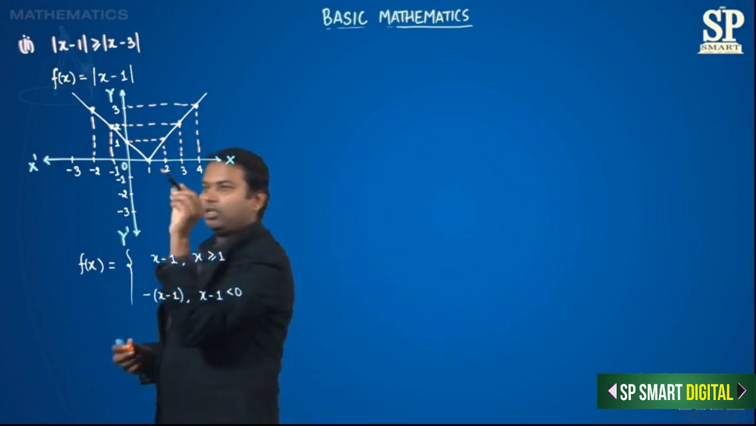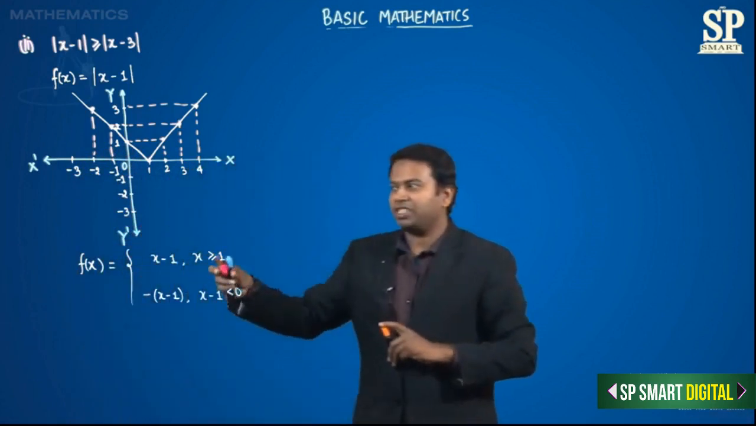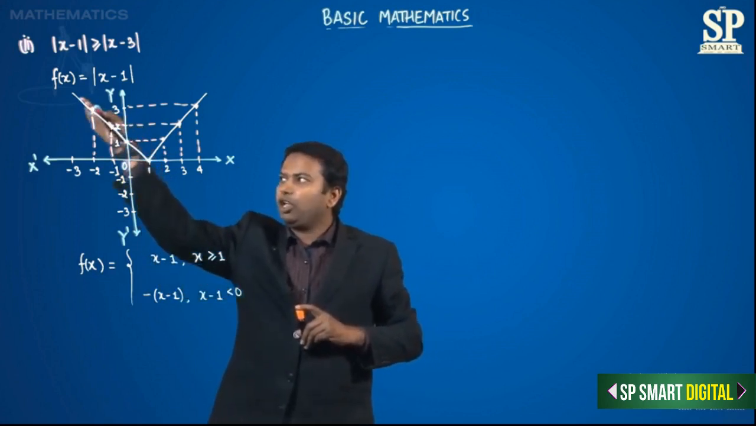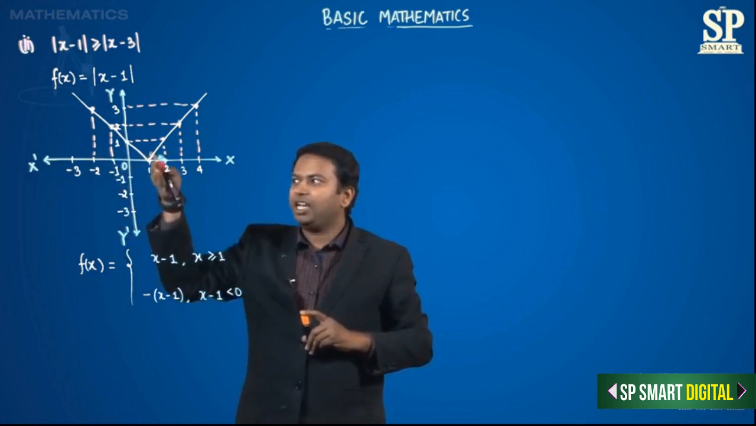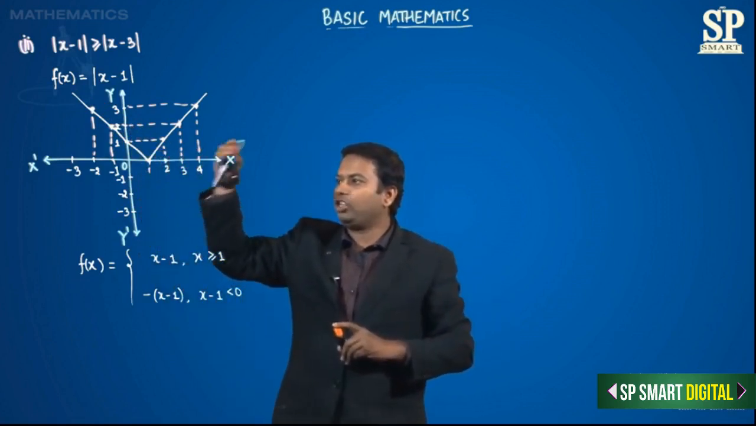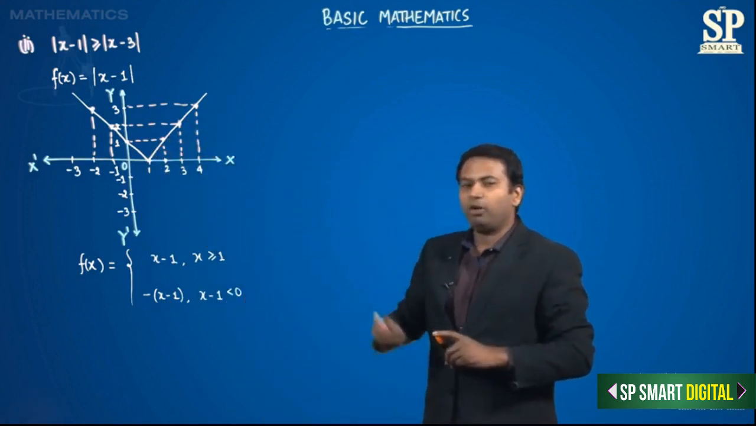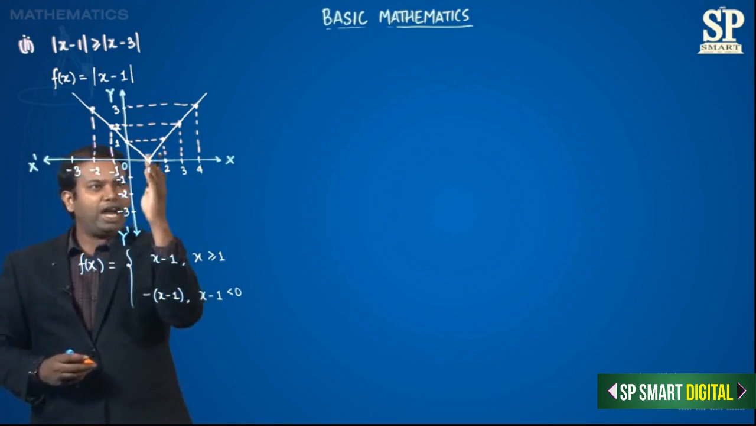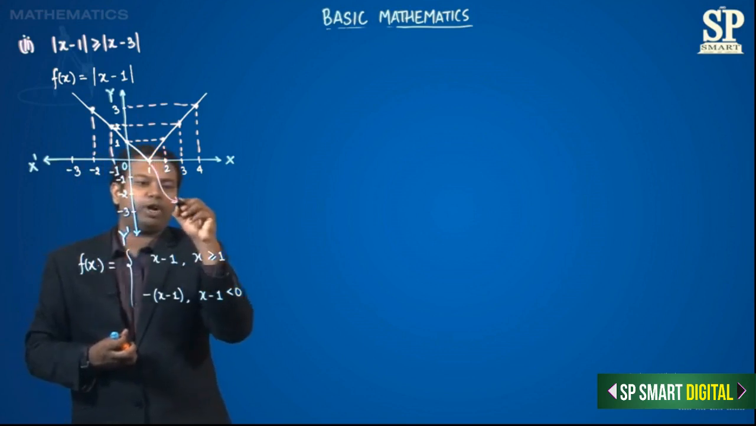Now look at this point carefully. This is the point where the nature of the function is changing. Why do we call it the nature is changing? Because if you take all the points on the left side of this on the x-axis, the slope of this line is negative. And if you take all the points on the right hand side, you see that the slope is positive. That is why we say the nature of the graph is changing at the point x equal to 1. And such a point is known as a critical point.